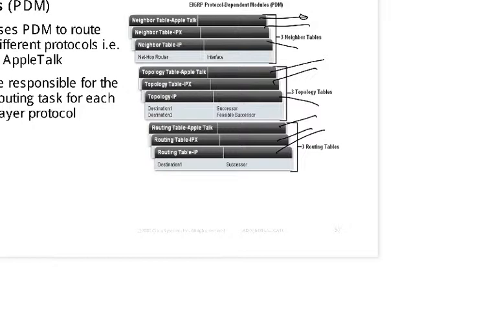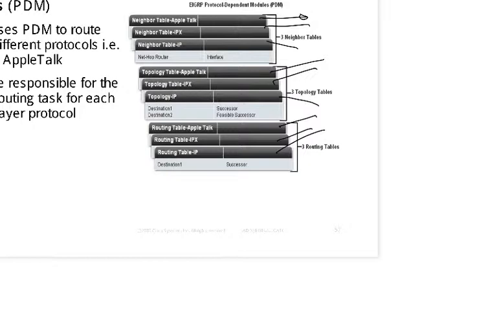So this example here indicates that we have three different processes of EIGRP, three different protocol-dependent modules for EIGRP to deal with three different network level protocols, which are AppleTalk, IPX, and IP. Okay? Again, these are all complexities that RIP did not have to deal with.